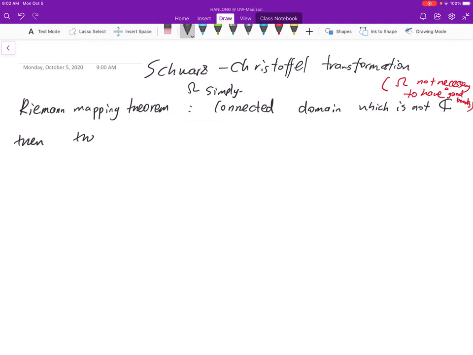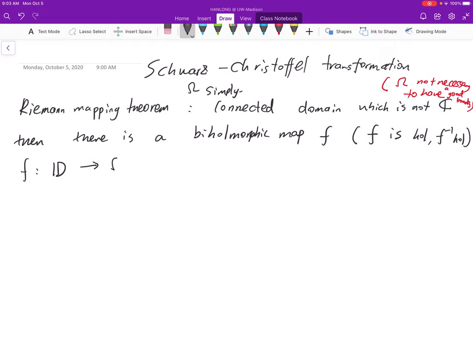There is a biholomorphic map. Biholomorphic means, let's call this F, that F is holomorphic, and the inverse F exists and is holomorphic as well. F from D to omega, where D is defined as just the open unit disk.